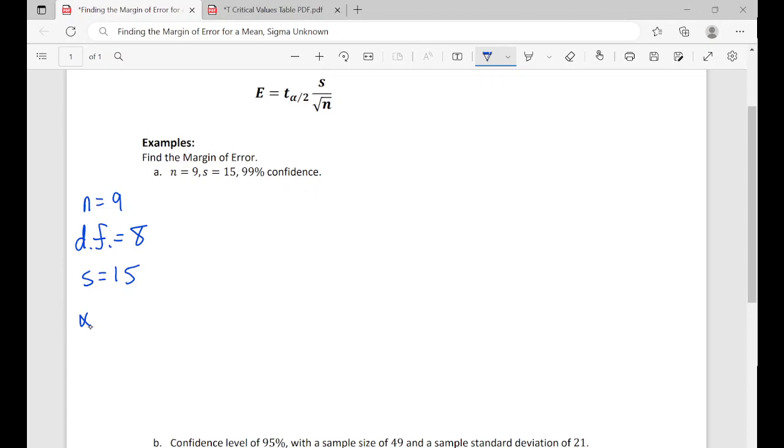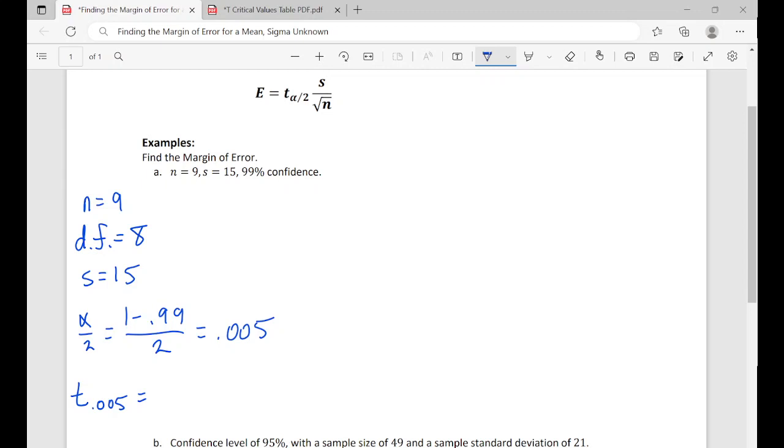So alpha over 2 is going to be 1 minus 0.99 over 2, and that's going to give us 0.005. So our critical value for t we need to find is 0.005, and there are two ways you can go about it. You can do the table, which I'm going to show you, and I will give you the directions for how to use a calculator on that as well.